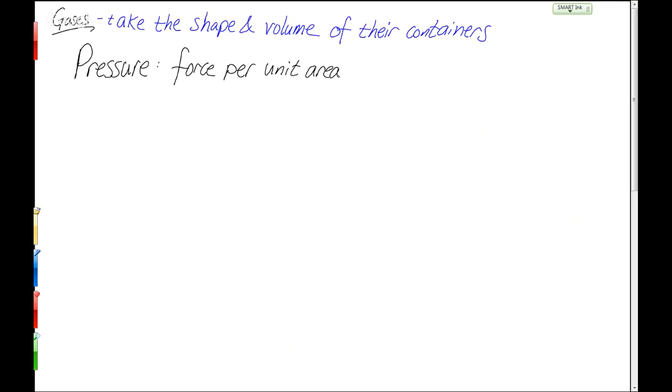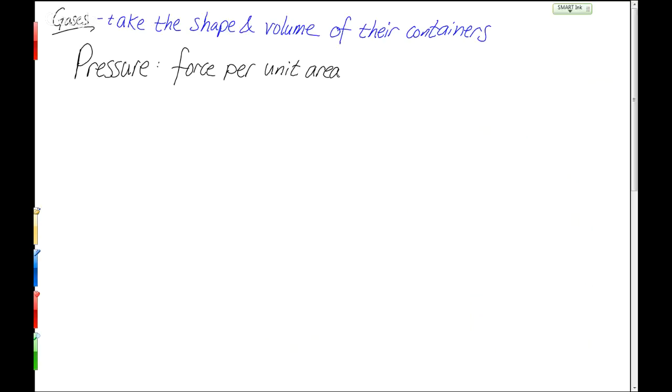You sink in, right? And if you're wearing snowshoes, you don't. So that's a difference in pressure, because the force stays the same. The force is your weight, but the pressure changes with the area that it's distributed over.